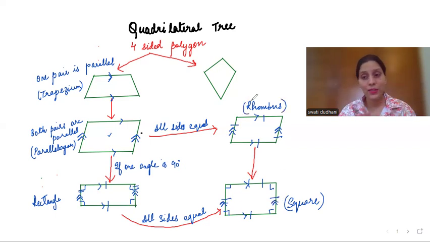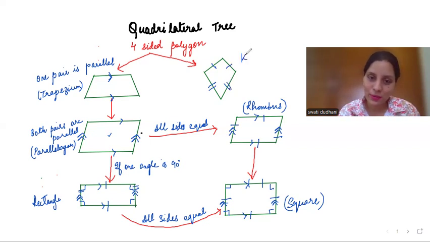So, have I completed all the quadrilateral types? No, I have missed one. What is that? It's a kite. Kite does not fall in this family. This is all a family, but kite is a separate family where adjacent sides are equal to each other. It is a different family, you can remember. So, kite is the one in which adjacent sides are equal.